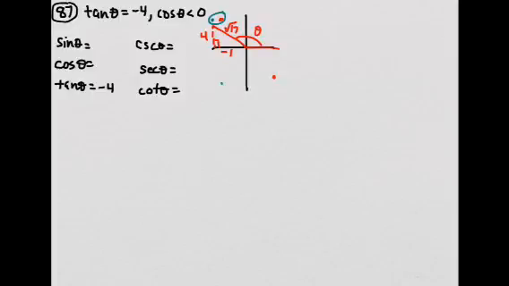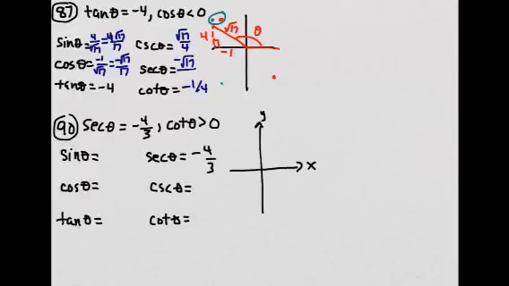So sine is y over r. So 4 over radical 17. When you rationalize, you get 4 radical 17 over 17. Cosine is x over r, so it's negative 1 over radical 17, which equals negative radical 17 over 17. Negative 4 was given to you. Cosecant is the reciprocal of sine, so it's going to be radical 17 over 4. Secant is reciprocal of cosine, radical 17 over negative 1, which is just negative radical 17, right? I don't need the 1. And the reciprocal of negative 4 is negative 1/4.